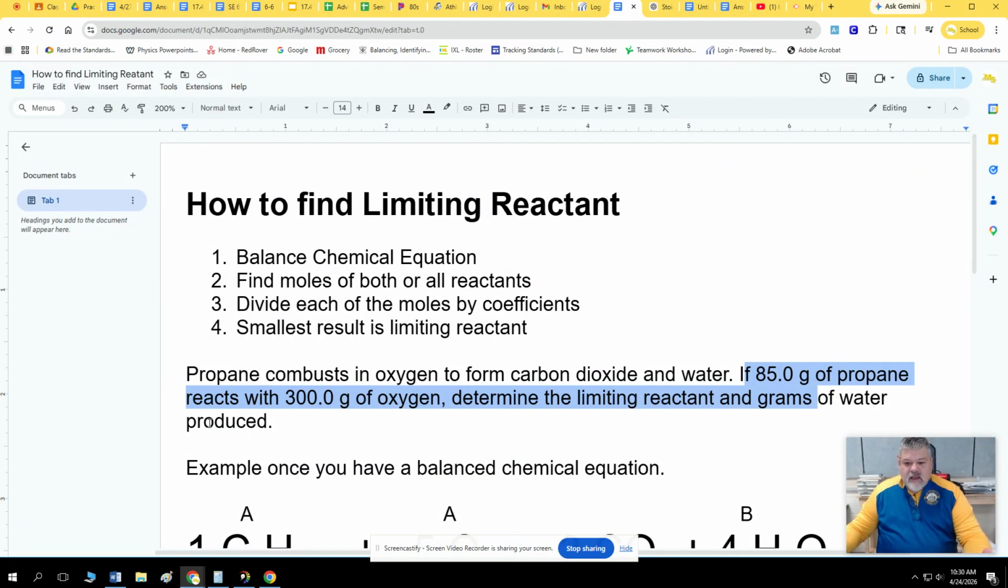And you can't just say, I'm going to choose one of them. We've got to choose which one is going to run out first. And that's the first one. And here's the way to figure out which one's going to run out first, is by these four, I'm going to say simple steps, but they're not all that simple.